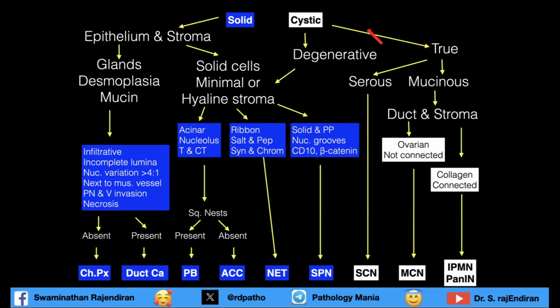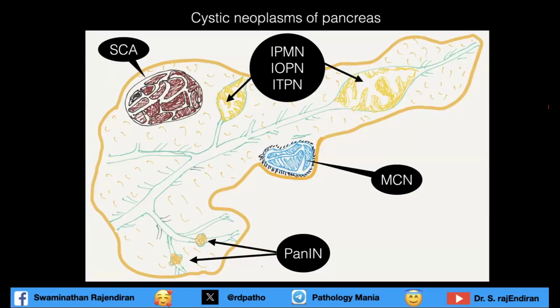If it is a degenerative cyst, you have to look for all the tumors because cystic degeneration can happen in any of these tumors. Cystic lesions, as I told you, are they connected with the ductal system or are they outside? When they are connected with the ductal system and are palpable, then it can be IPMN, IOPN, and ITPN. If they are non-palpable and arising from smaller ducts, then that is PanIN.